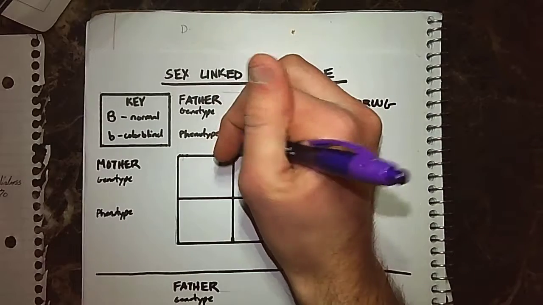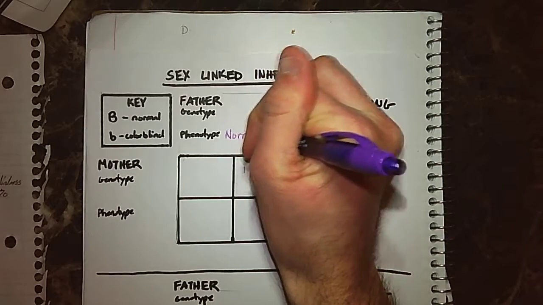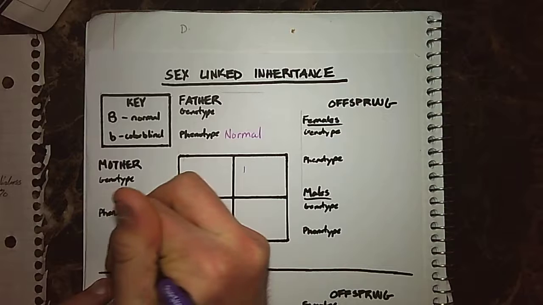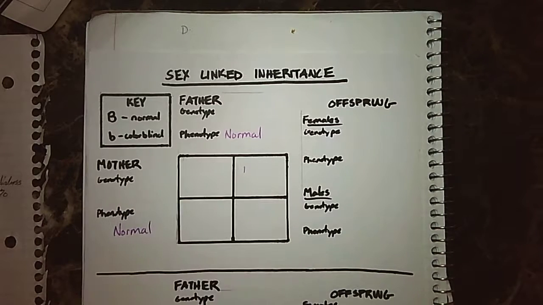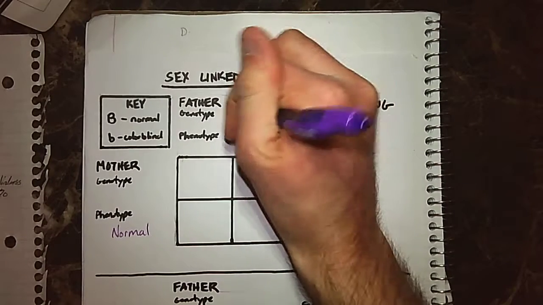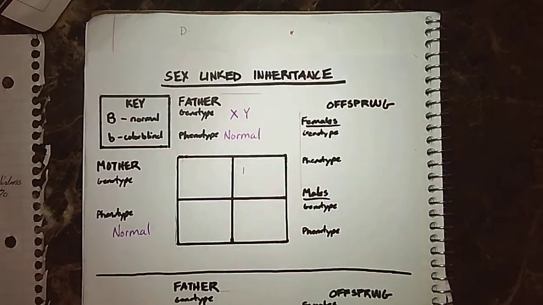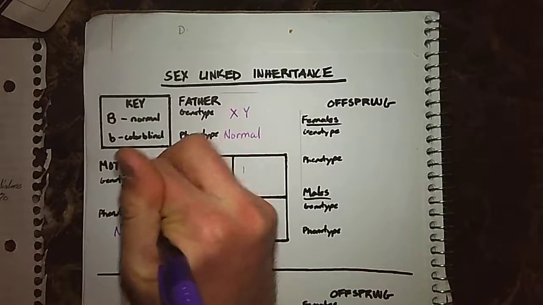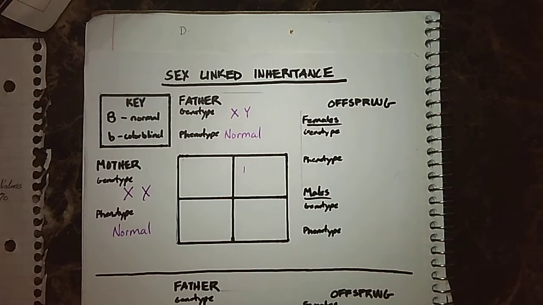The father in this case is going to have a normal phenotype, and the mother is also going to have a normal phenotype. Now before I go into the genotype and just put big B, little b, or big B, since this is sex-linked inheritance, I need to draw the X and Y chromosomes. X and Y for the male, XX for the female. Now I can add in those alleles.